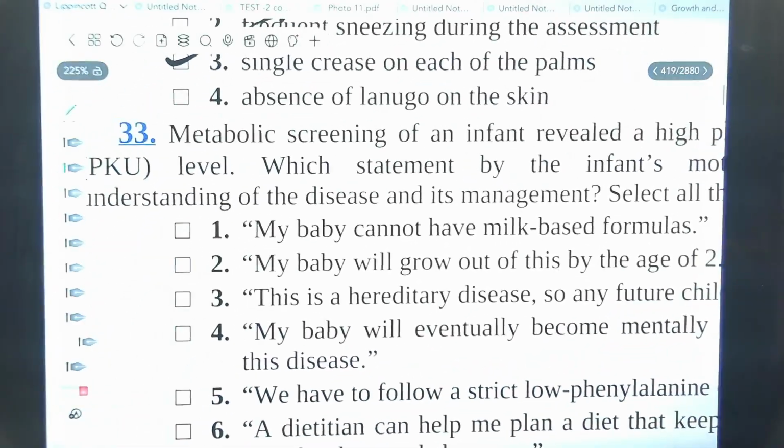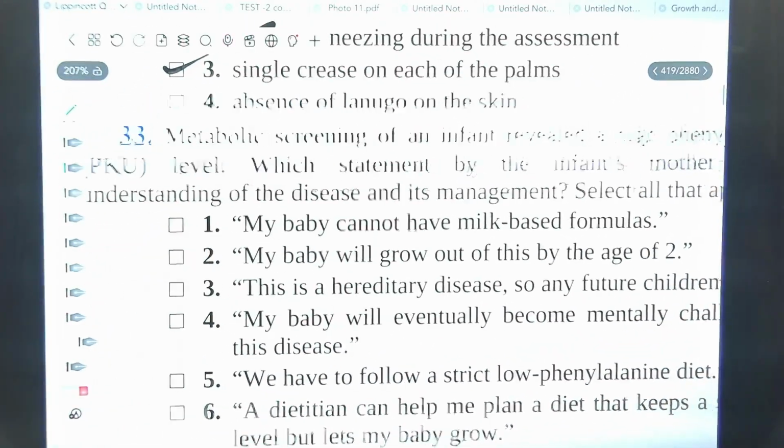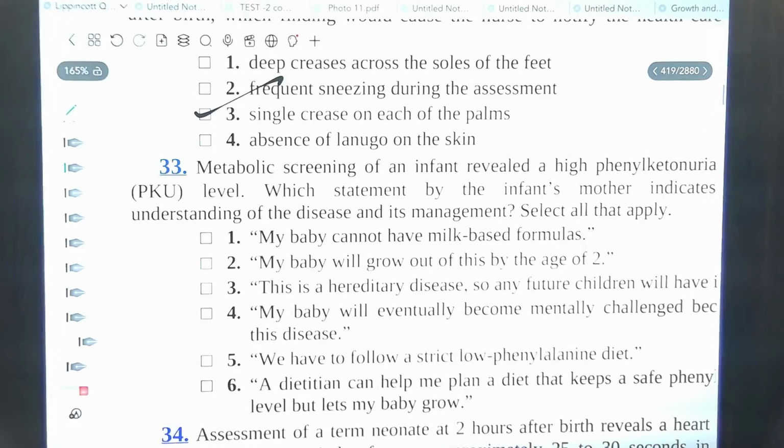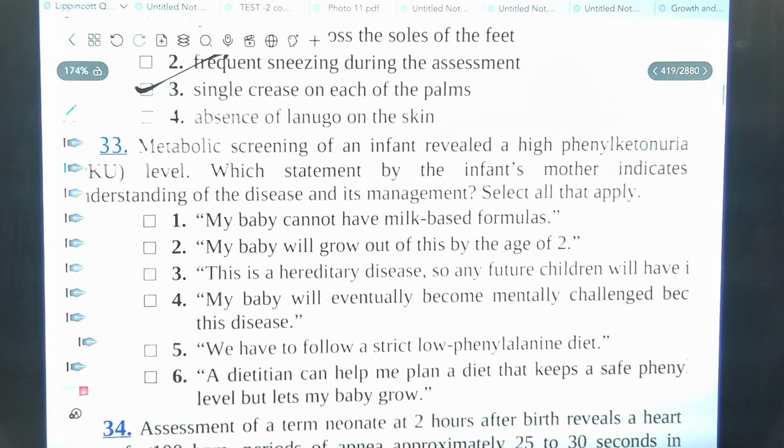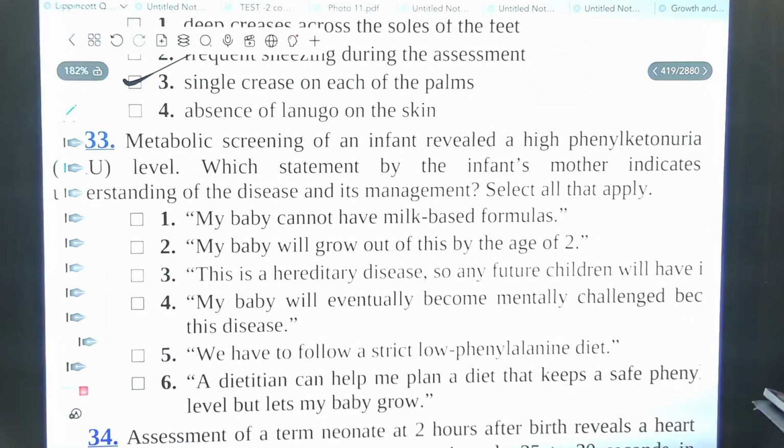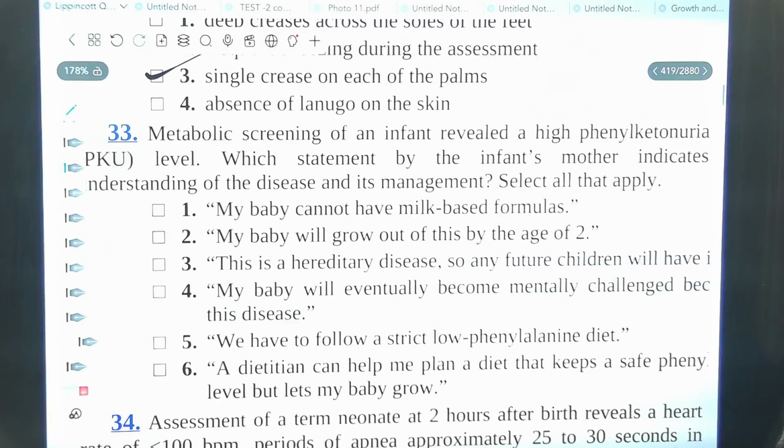Now next question. Metabolic screening of an infant revealed a high phenylketonuria level. Which statement by the infant's mother indicates understanding of the disease and its management? Select all that apply. So the question is about phenylketonuria and you have to choose more than one option. Answer number 1 will be correct. 5 and 6 will also be correct.